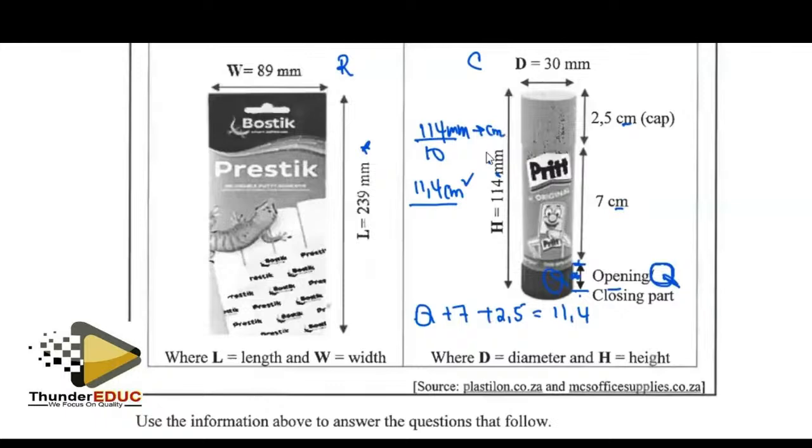All right. So when I add this, I end up having my Q plus 9,5 equals 11,4. But I'm looking for the Q. Which number do I add to 9,5 to get 11,4? So my Q now becomes 11,4 minus 9,5. 11,4 minus 9,5. I end up having my answer as 1,9.